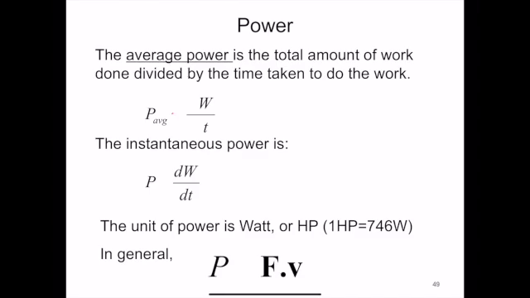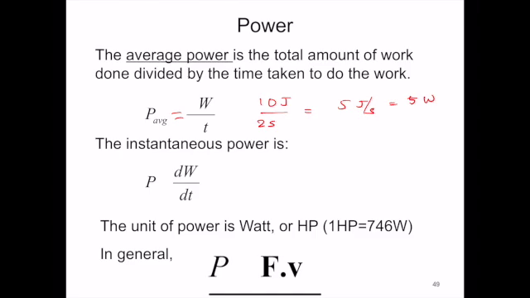So the average power is simply defined as the work done divided by the time. So that's just average power. So if a certain force does 10 joules of work in 2 seconds, the average power over those 2 seconds would just be 5 joules per second, which is also called 5 watts, right? So that is average power.